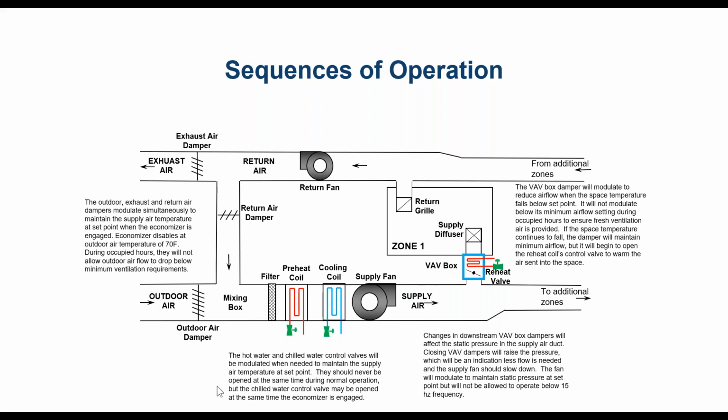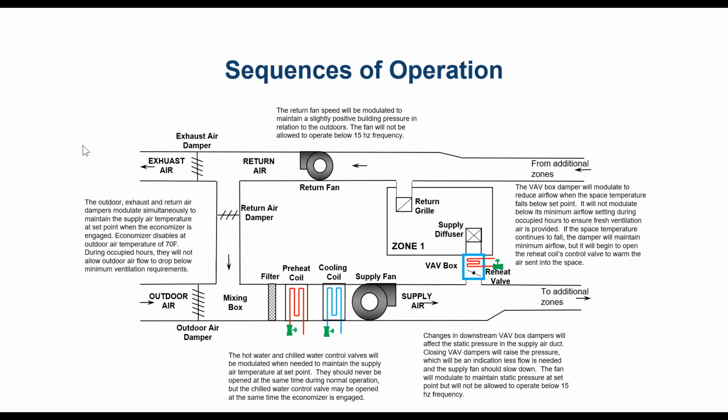Similarly, we're going to modulate the speed of the return fan. However, the return fan will be modulated to maintain a slightly positive building pressure in relationship to the outdoors. So we're going to have a differential pressure sensor, which is measuring the differential pressure between the inside of the building and outside of the building. And we're going to want to keep that building slightly positive. So we're going to have a set point we compare it to, and we're going to modulate the speed of that return fan accordingly. But again, we're never going to let it go below a minimum speed of 15 Hertz.